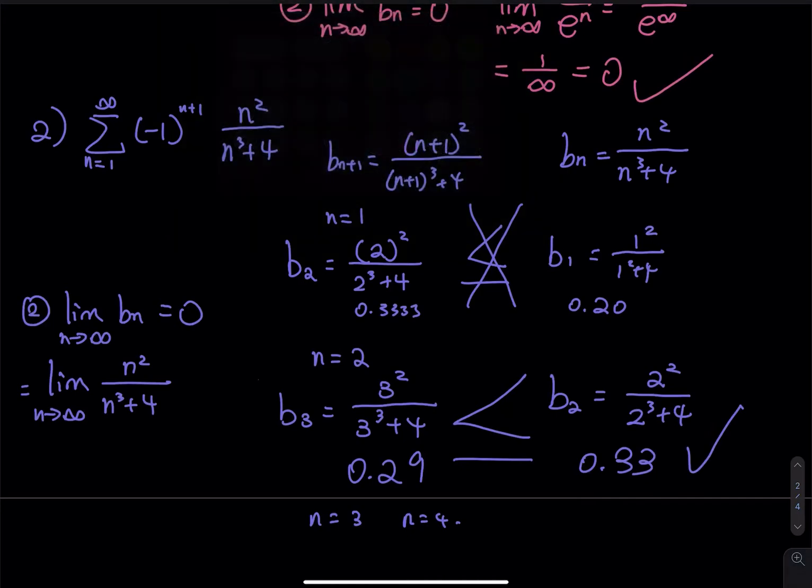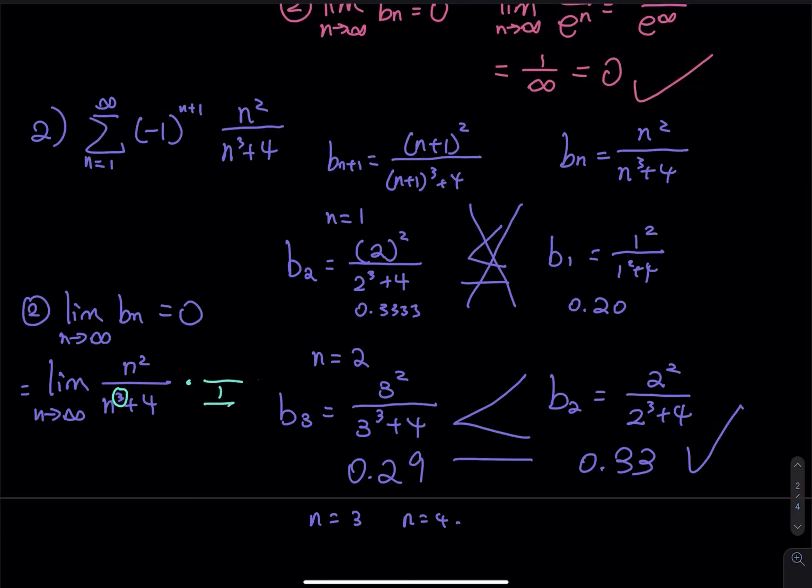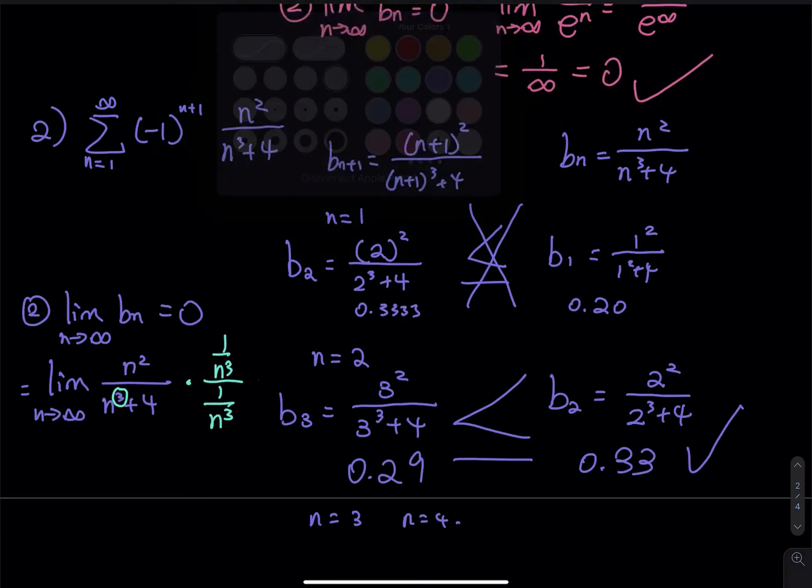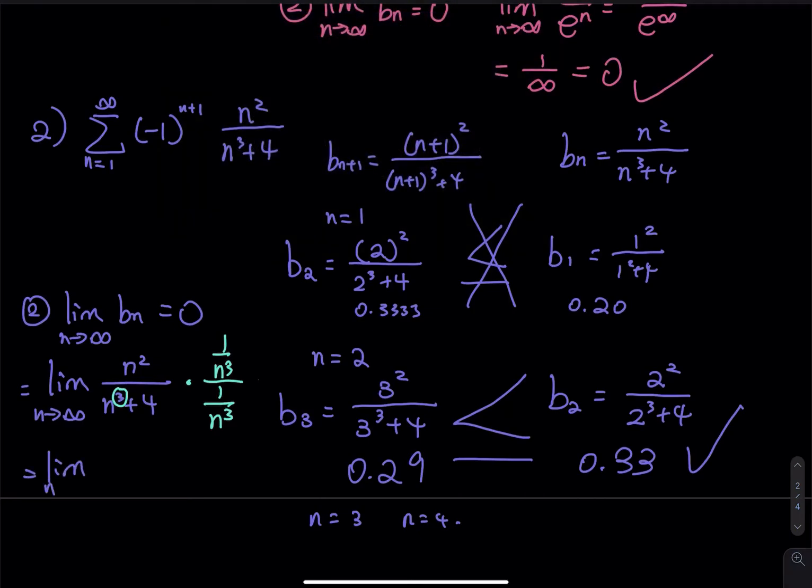You have to look at the highest degree in the denominator, and then you have to divide each term by n to the third. So on top, you have the limit as n approaches infinity, n squared on top, n to the third on the bottom, so that will be 1 divided by n, and then in the denominator, 1 plus 4 over n to the third. So what happened in here?